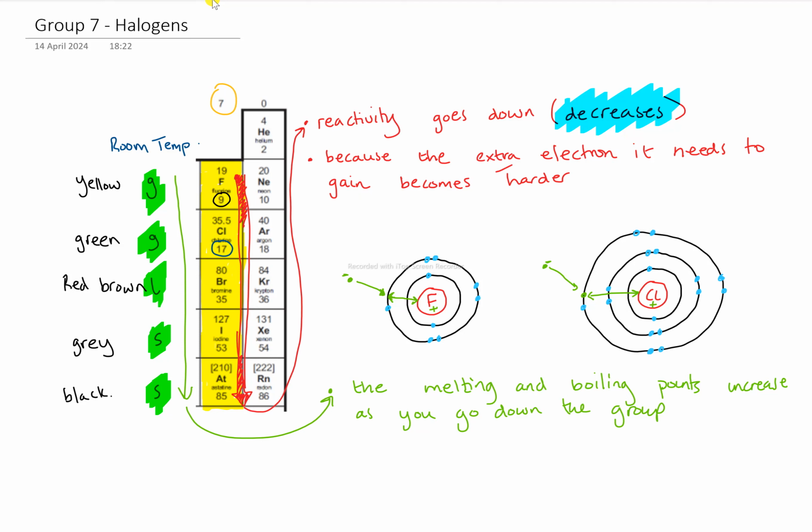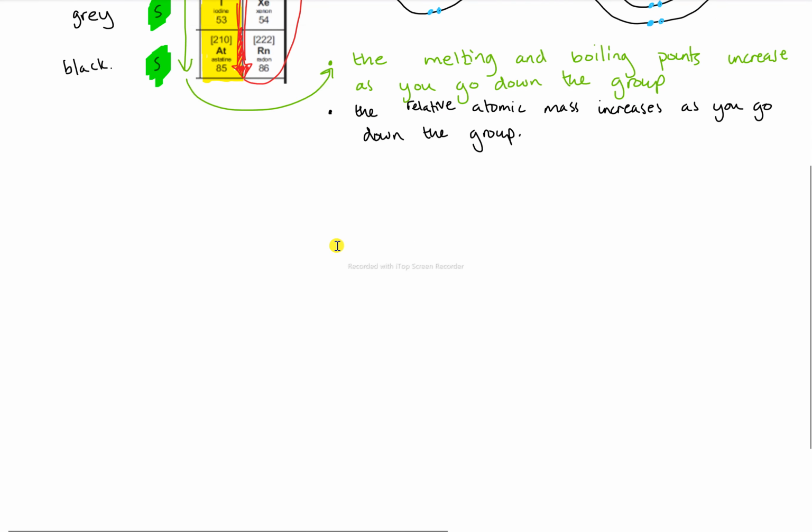Another property that would be useful just to put into your brain is the relative atomic mass. They get heavier. Relative atomic mass increases as you go down the group. Right, now that's that bit. Now we need to move on.